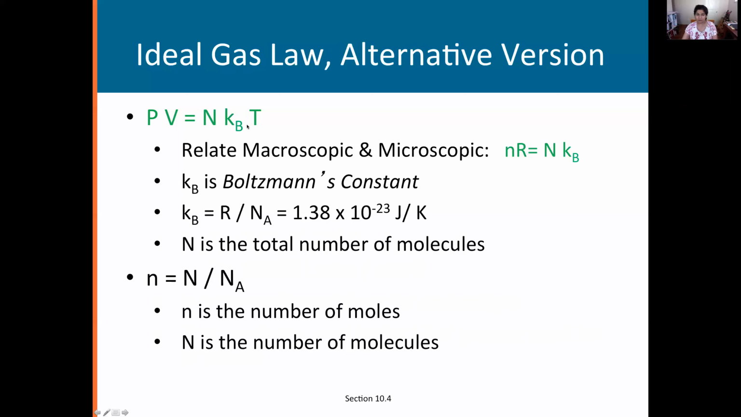Which one of these two expressions you use depends a little bit on what you're being asked for. If you're asked for the number of particles, it's best to use the microscopic one because this contains the number of particles. If you're asked to find, say, the number of moles, you're going to use the other expression because you need the smaller lowercase n. So it's important to keep the distinction between lowercase and uppercase N in mind and not use them interchangeably.